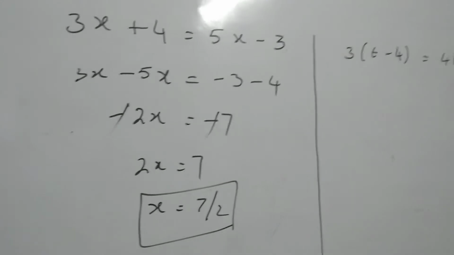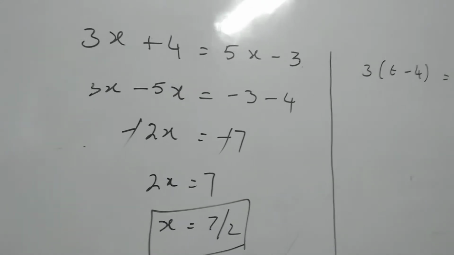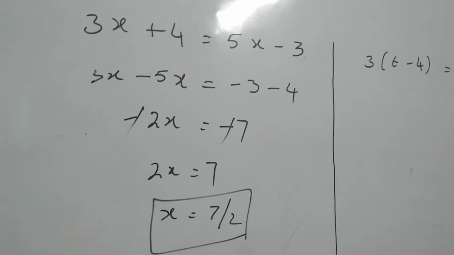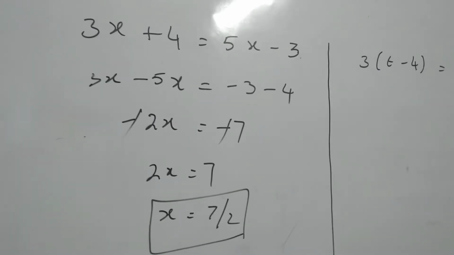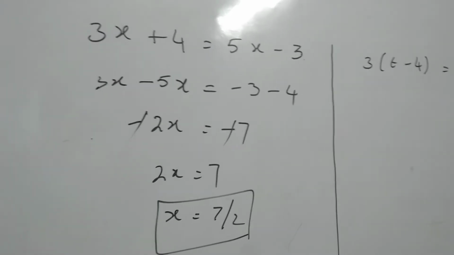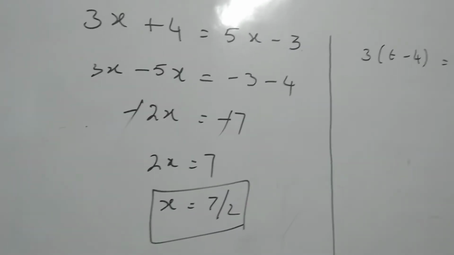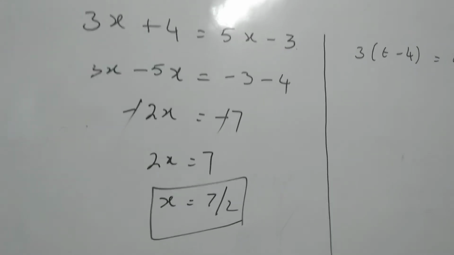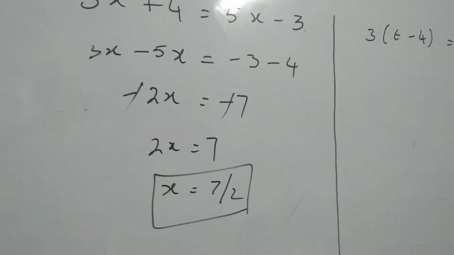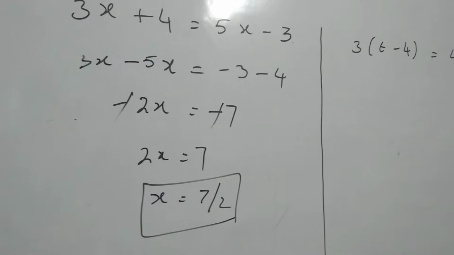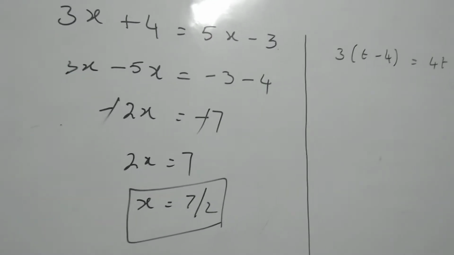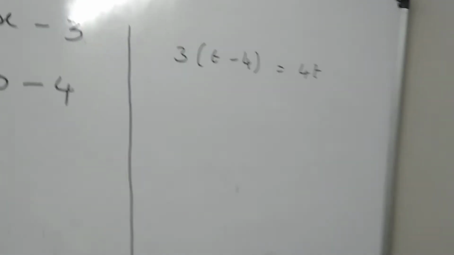What did we do? See, suppose there are x terms on either side of the equal to, you transpose all x terms onto the left hand side for your convenience and non-x terms onto the right hand side. Simplify first and then finally you go for the other steps. Right, children? Okay. And the next example.